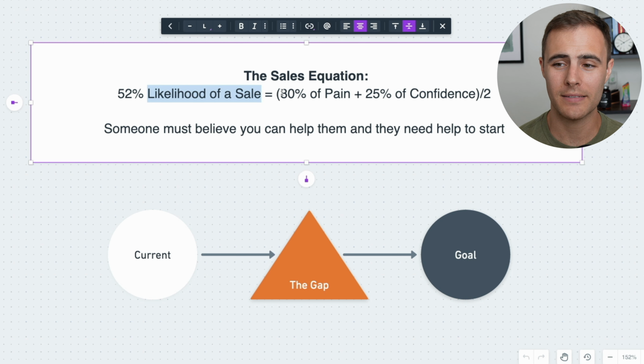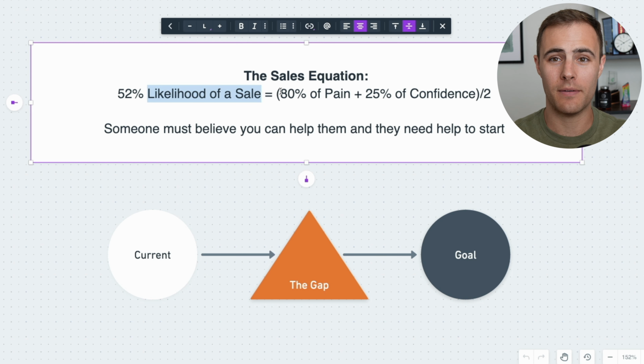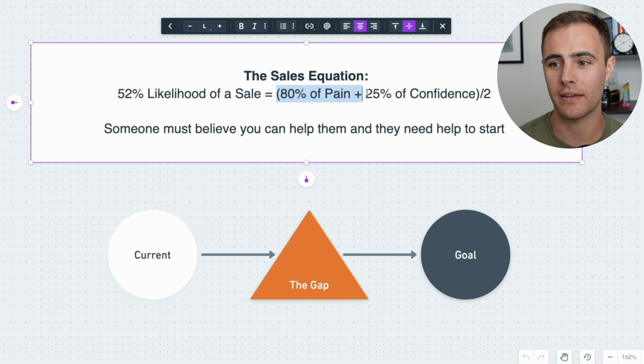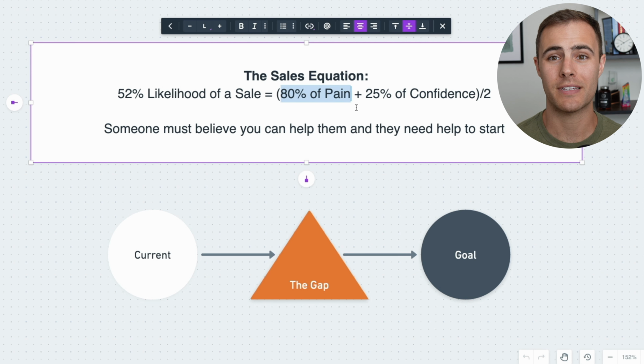And the two ways that we can actually manipulate or change or improve the likelihood of sale is to improve either one of these two things, right? If I can increase the pain that someone's experiencing, they're more likely to take action. And if I can increase the confidence they have that I can get them the result, they have a higher increased chance of buying, right?